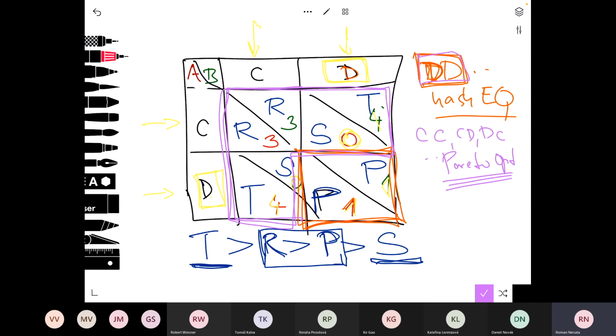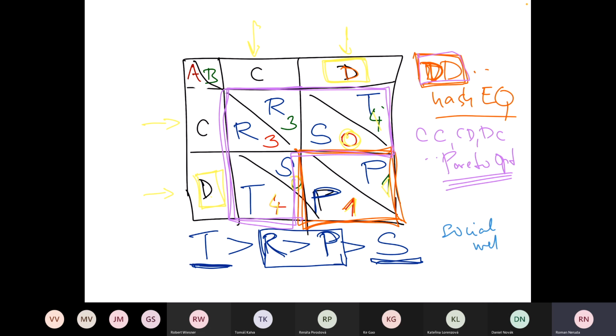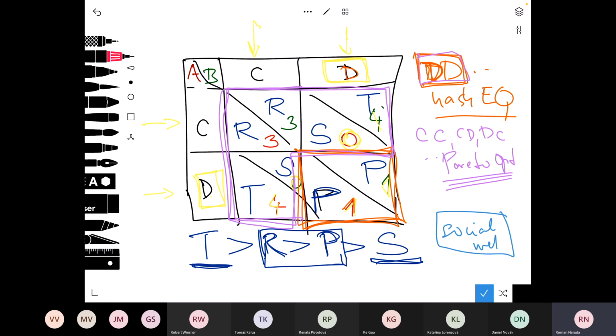And to conclude our analysis, what's the best social welfare? Well, that's the biggest sum, right? So we're summing 1 and 1, that's 2. That's definitely not 4 and 0, that's 4. But here the cooperation gives us 3 plus 3, that's 6. So the CC is the best in terms of social welfare, right? So together, this is the best.